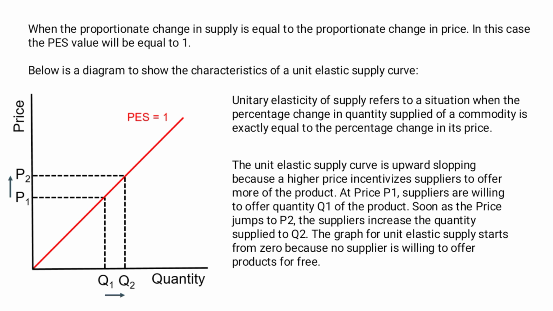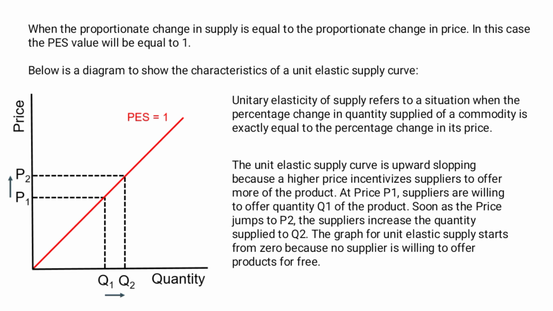When the proportionate change in supply is equal to the proportionate change in price, in this case, the PES value will be equal to 1. Below is a diagram to show the characteristics of a unit elastic supply curve. Unitary elasticity of supply refers to a situation when the percentage change in quantity supplied of a commodity is equal to the percentage change in its price.